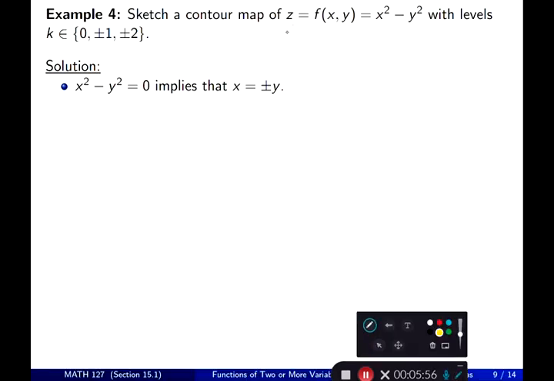so z equal to 0, then it would give me x squared minus y squared is equal to 0. And solving that, you take one of them to the other side, and you get x squared is equal to y squared. Therefore, x is equal to plus minus y.